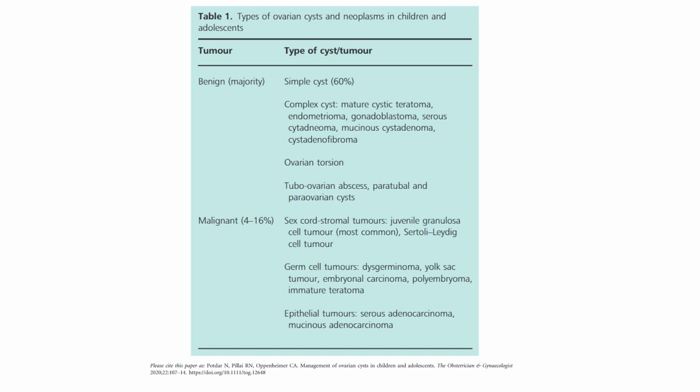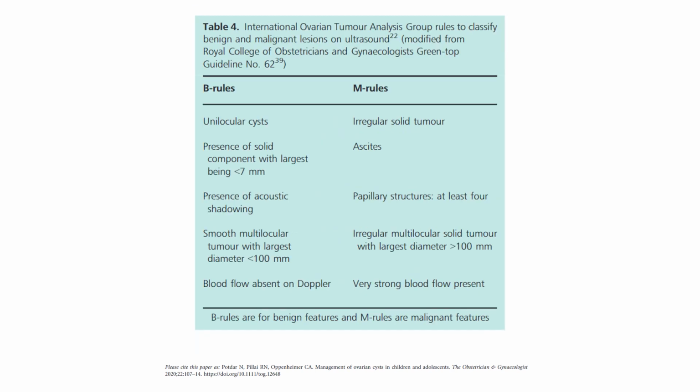Sex cord stromal tumors: juvenile granulosa cell tumors, which are most common, and Sertoli-Leydig cell tumors. Germ cell tumors: dysgerminomas, yolk sac tumors, embryonal carcinomas, polyembryoma, and immature teratoma. Epithelial tumors: serous adenocarcinoma and mucinous adenocarcinoma.